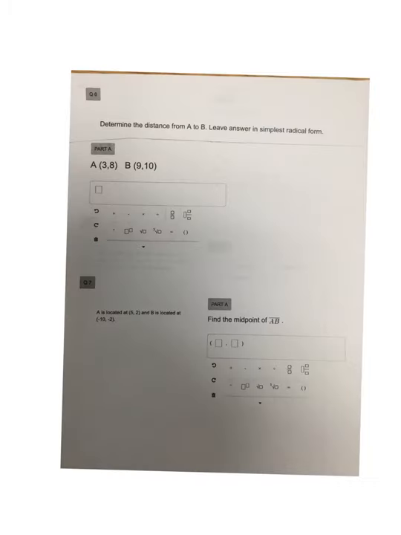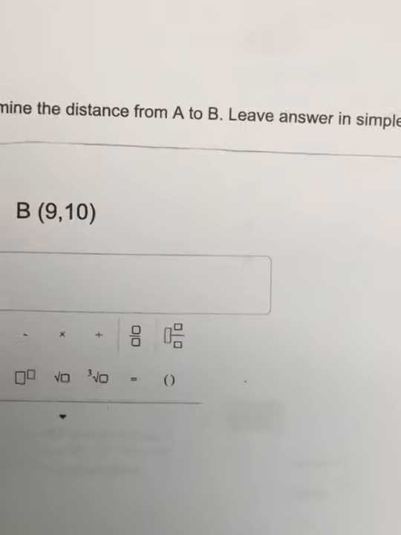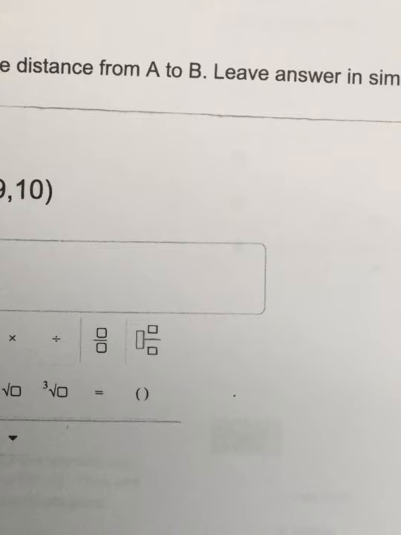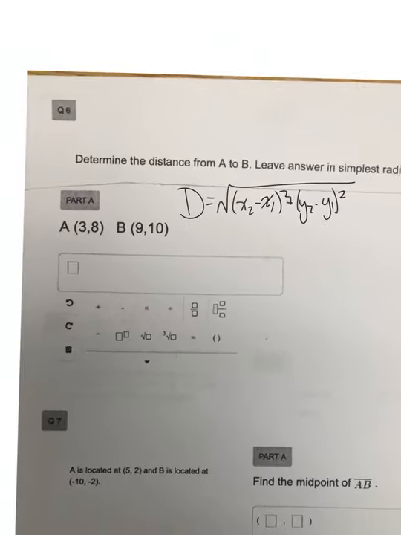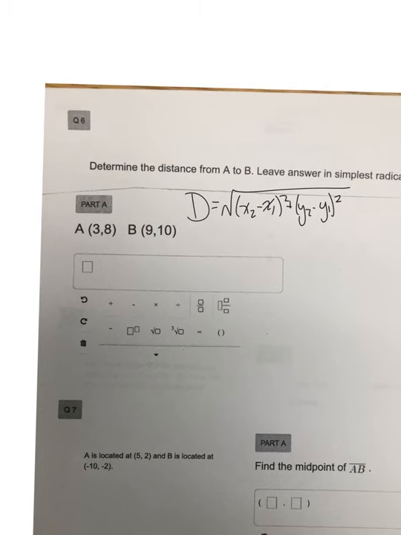All right, so we're here. We're gonna determine the distance from A to B. Remember our distance formula. It's the square root of x2 minus x1 squared plus y2 minus y1 squared.